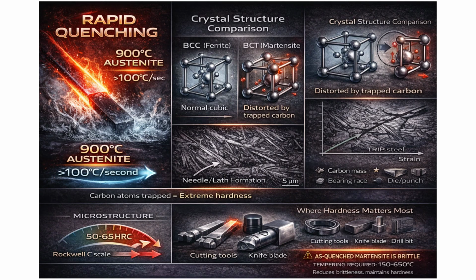Under a microscope, martensite appears as fine needles or laths. It's so hard it can cut through other metals, which is exactly why cutting tools, knife blades, and dies are made from martensitic steel. But here's the catch, martensite is extremely brittle in its quenched condition. Drop a fully hardened tool, and it might shatter. That's why martensitic steels are almost always tempered, reheated to reduce brittleness while keeping most of the hardness.